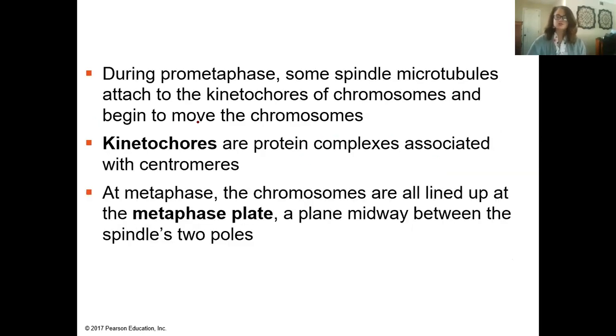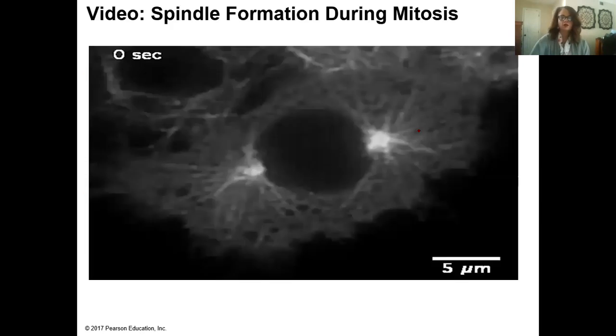All right, so what happens during prometaphase is some of the spindle microtubules attach to the kinetochores of chromosomes and begin to move the chromosomes. The kinetochores are protein complexes that are associated at the centromere region. At metaphase, the chromosomes are all lined up at the metaphase plate, which is a plane midway between the 2 poles.